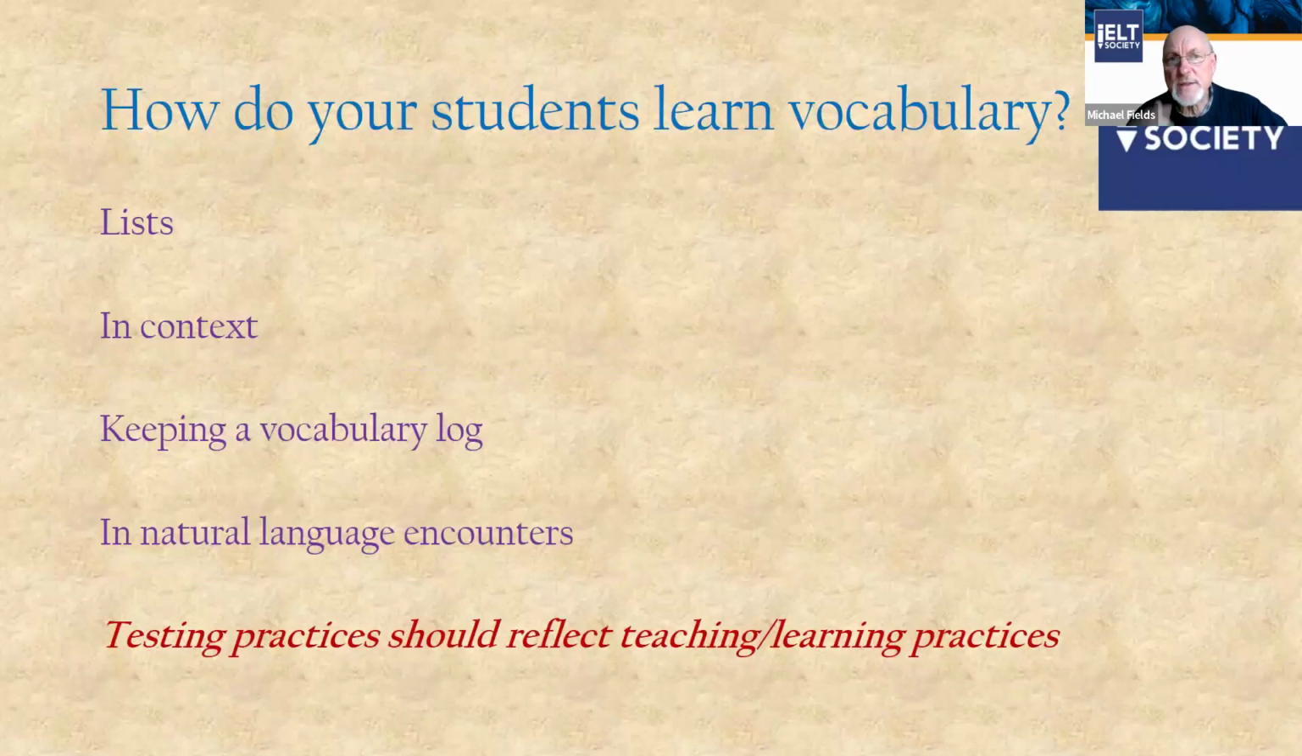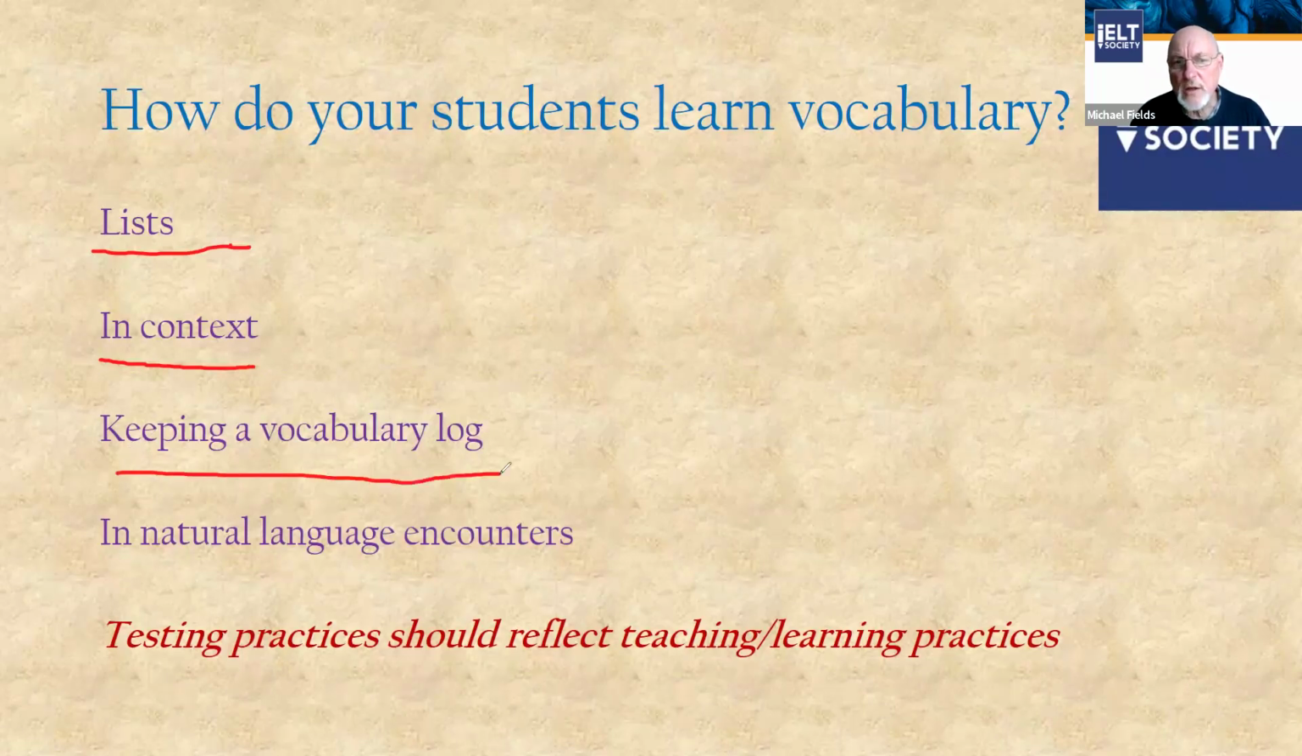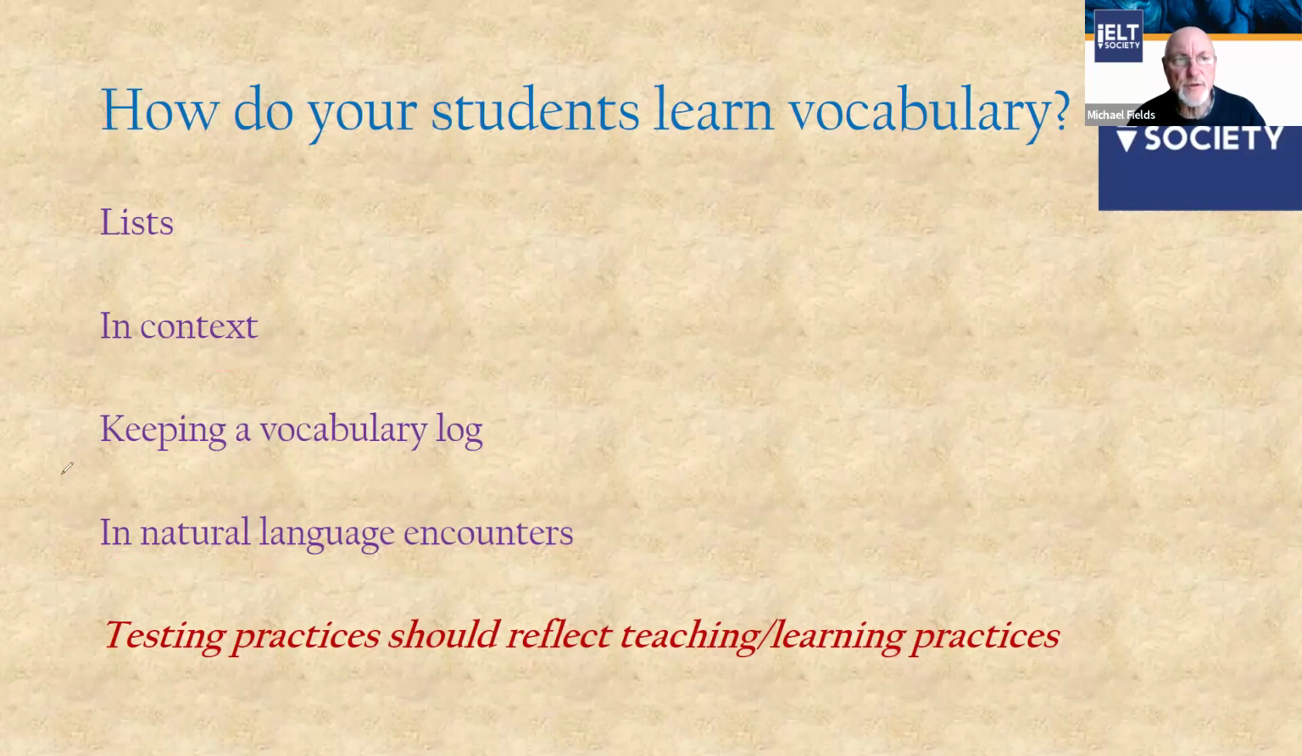And then I think another important question is, how do we teach vocabulary? Because remember that we should be testing in the same way that we teach. We shouldn't be teaching in one way and then suddenly the students see something entirely different on a test. So when we think about vocabulary, do we give our students lists? In some cases, you may. Do we teach always in context? Are our students keeping a vocabulary log? Are they learning vocabulary in natural language encounters? So these are also things to consider when we try to define our construct before moving on to actually testing.